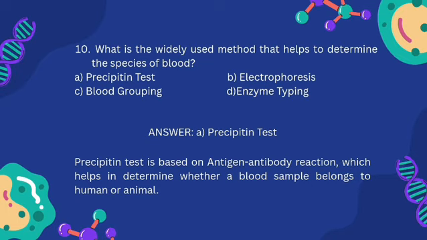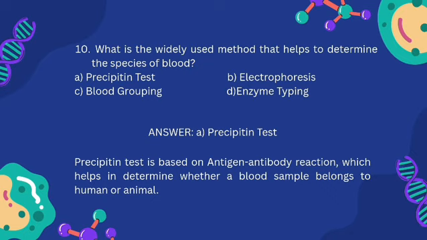The last question is, what is the widely used method that helps to determine the species of blood? Option A, precipitin test. Option B, electrophoresis. Option C, blood grouping. And option D, enzyme typing. The answer is option A, precipitin test.